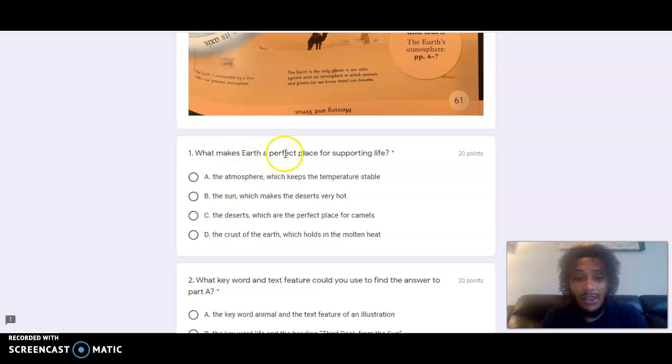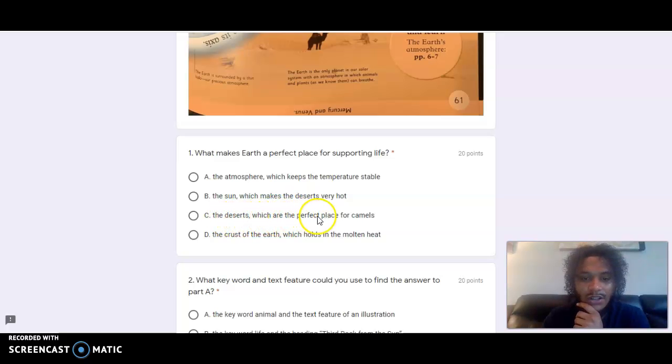So what makes Earth a perfect place for supporting life? I would read the answer choices first so I know what I'm looking for too. The atmosphere, which keeps the temperature stable. I remember reading that. The sun, which makes the deserts very hot. I don't know that that makes Earth a perfect place to live if the deserts are very hot. People don't live in the deserts. That's probably not a good answer.